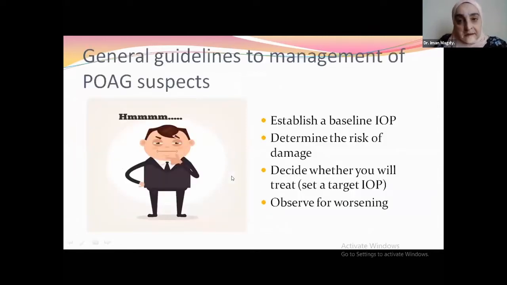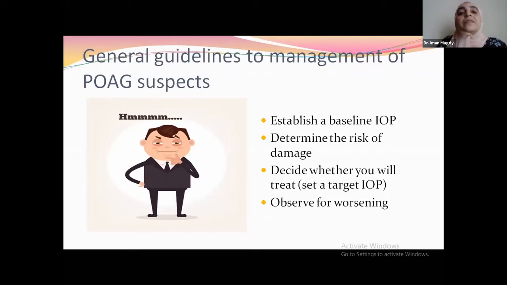But the general guidelines to the management of suspects are put in 4 major points, whether suspect 1 or suspect 2. First, establish a baseline intraocular pressure. That means measure the intraocular pressure more than 3 times at different times of the day. Establish a mean baseline intraocular pressure. And nowadays, you can also have a baseline field, baseline OCT. This will all be beneficial in having a baseline condition.